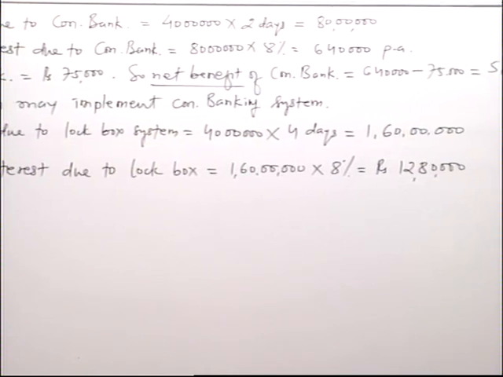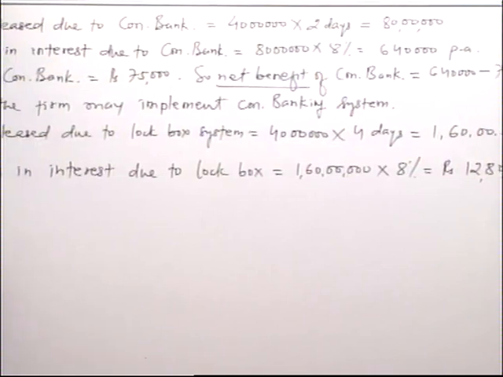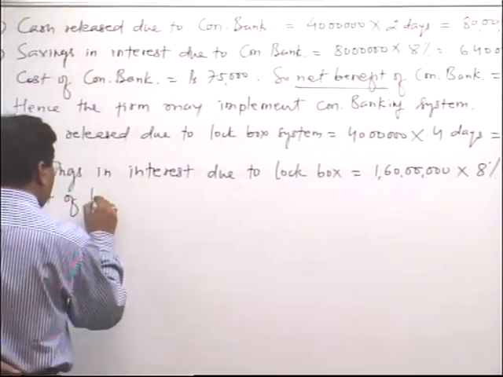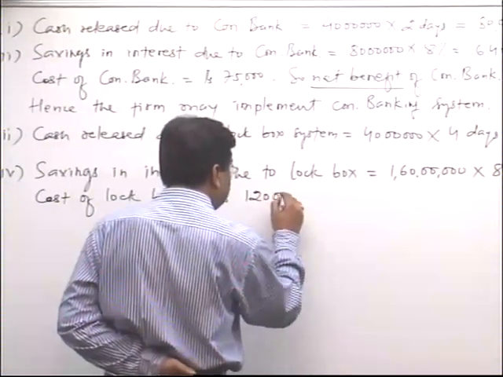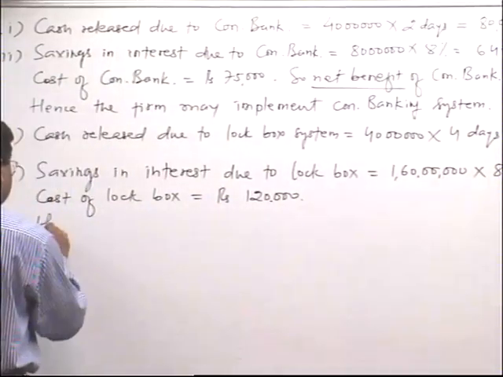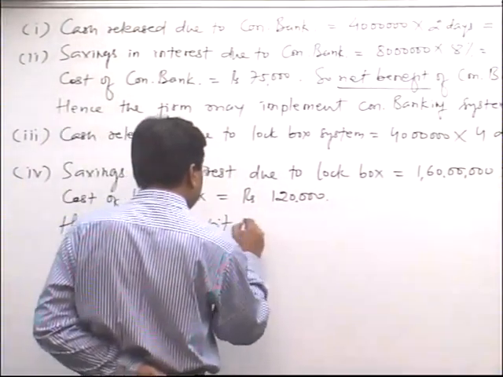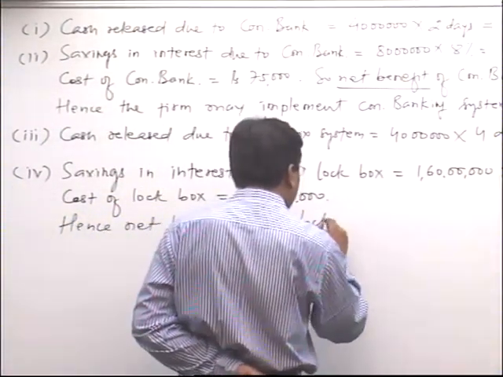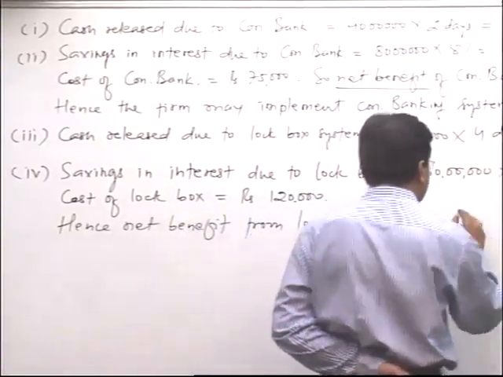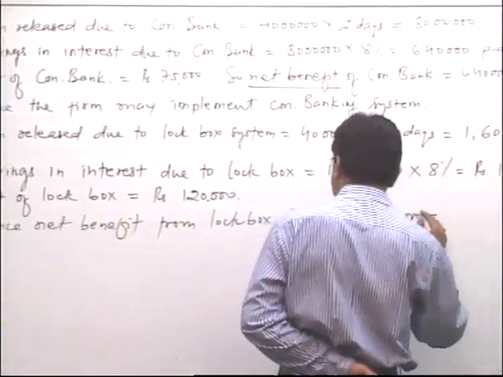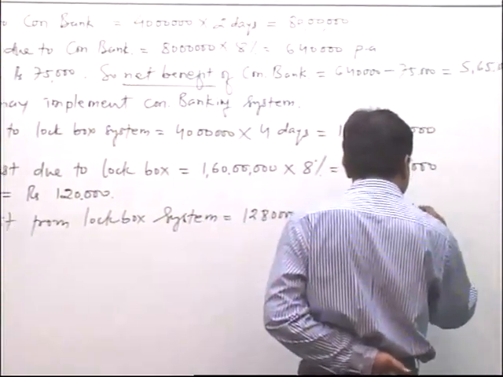Now we can see that the cost of this lockbox system is 1,20,000. So write down cost of lockbox system is equal to rupees 1,20,000. Hence, net benefit from lockbox system is equal to 12,80,000 minus 1,20,000, that is 11,60,000.